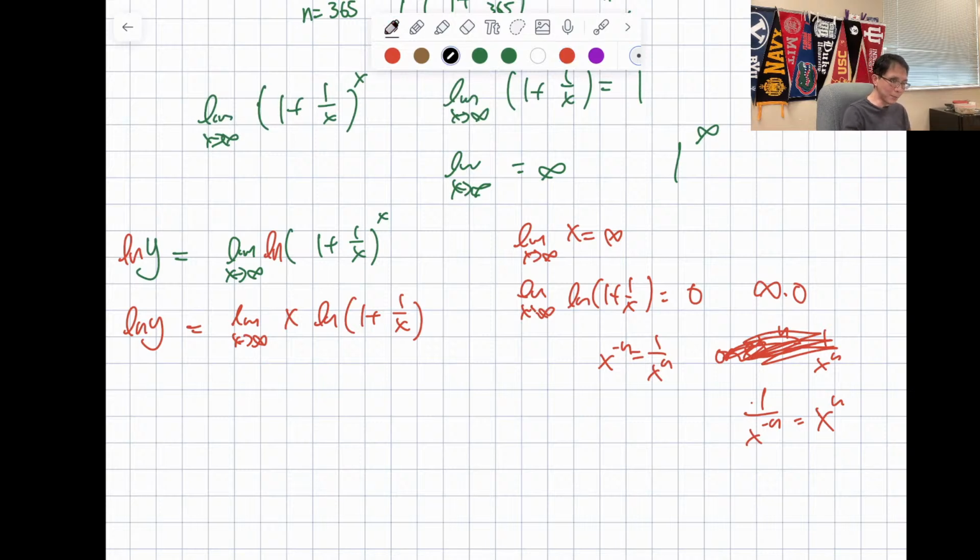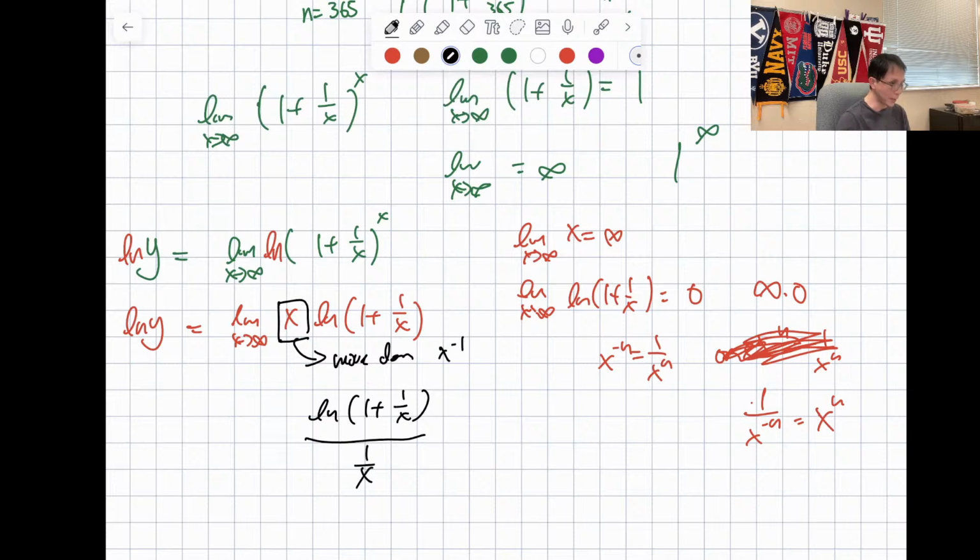So this is the thing. This x is in the wrong spot. I don't like that x. I'm going to move it down to the denominator. So it'll be ln of 1 plus 1 over x, and if I move it down, what would it be? x to the negative 1. Good. So if we move it down, that becomes x to the negative 1. That's the same thing as 1 over x, would you say?